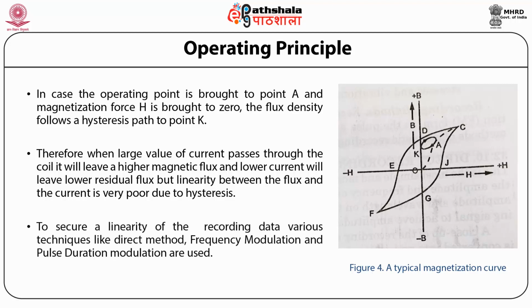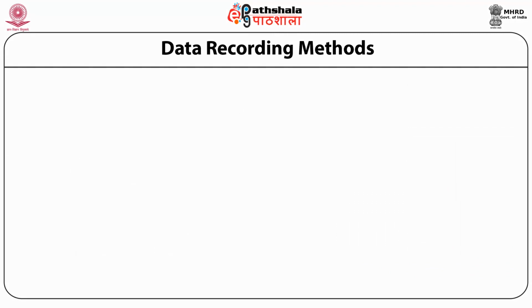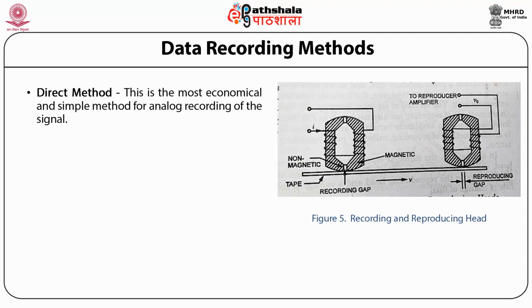To secure linearity of the recorded data, various techniques like direct method, frequency modulation, and pulse modulation are used. Now we will discuss various data recording methods. Direct method. This is the most economical and simple method for analog recording of the signal.